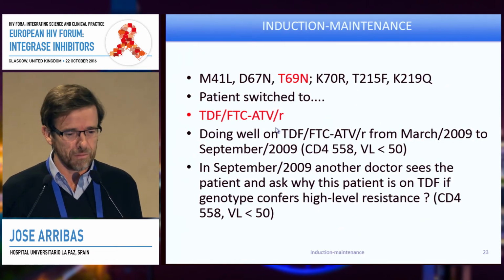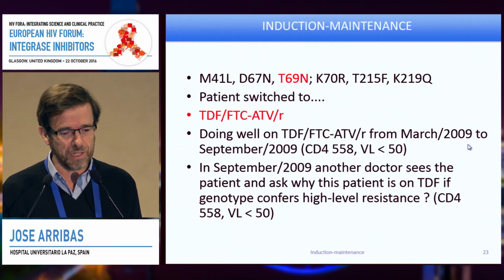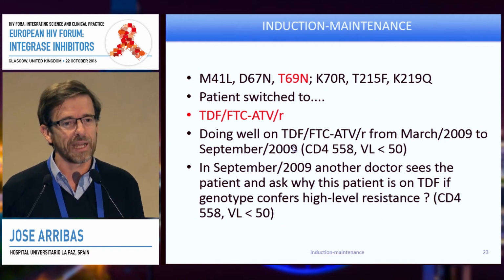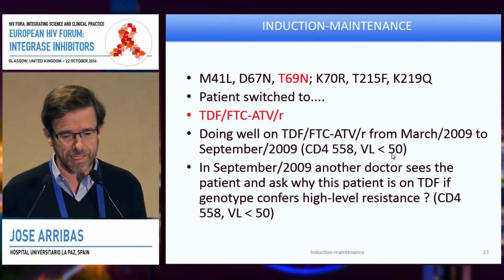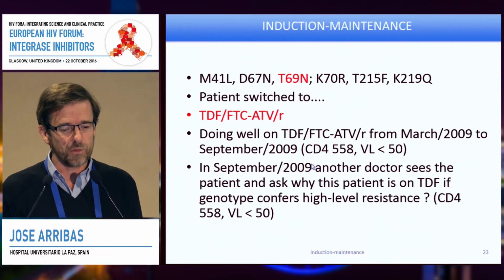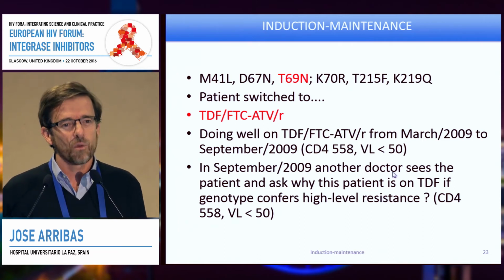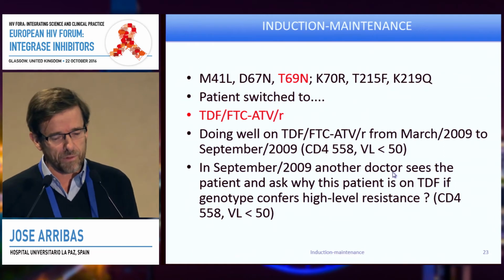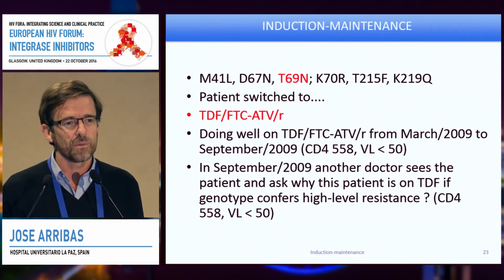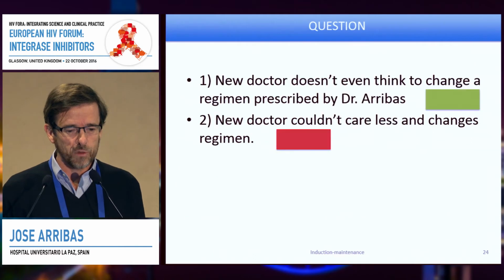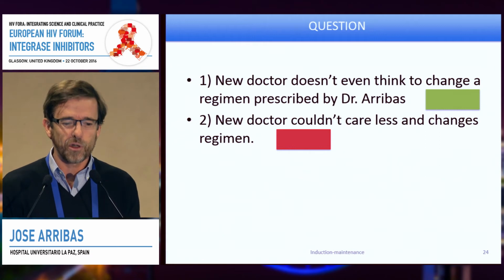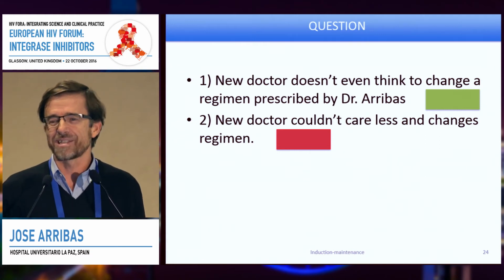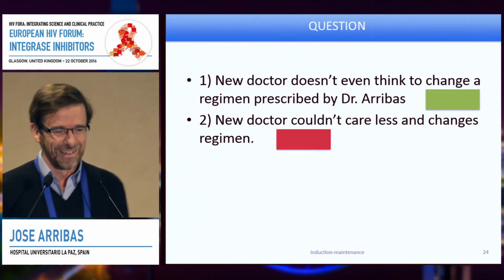The patient wasn't doing very well from March 2009 to September 2009. He got undetectable. CD4 went up to 558, viral load less than 50. And in September 2009, I was not in the unit. Another doctor sees the patient and asks why this patient is on TDF if the genotype confers high-level resistance. So, the new doctor doesn't even think to change a regimen prescribed by Dr. Arribas, or the new doctor couldn't care less and changes the regimen. That's it.